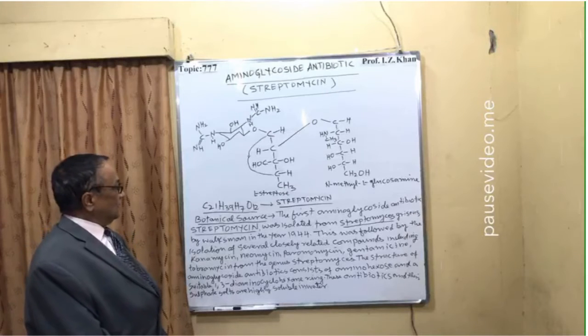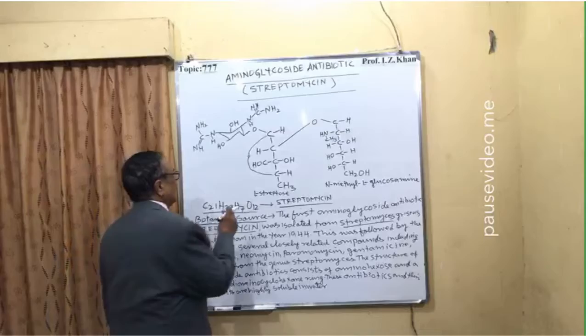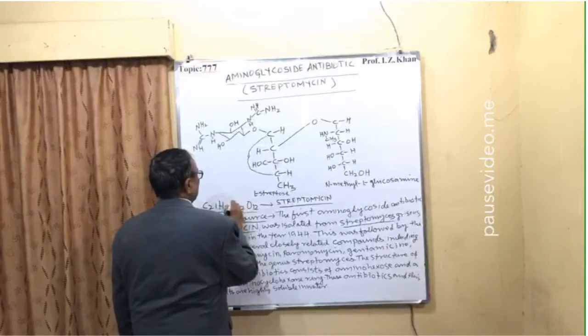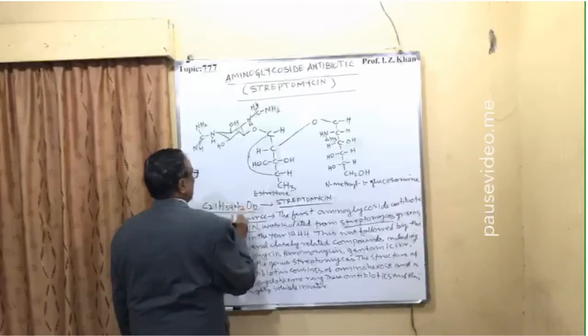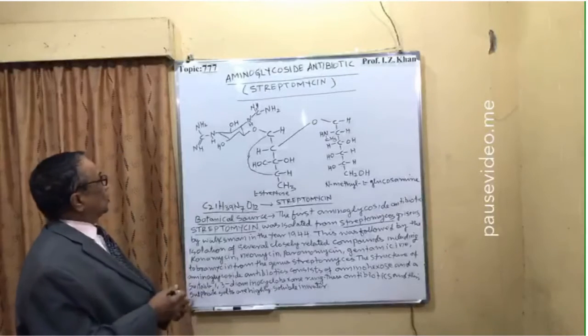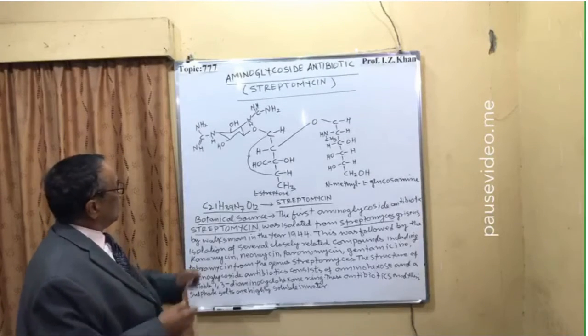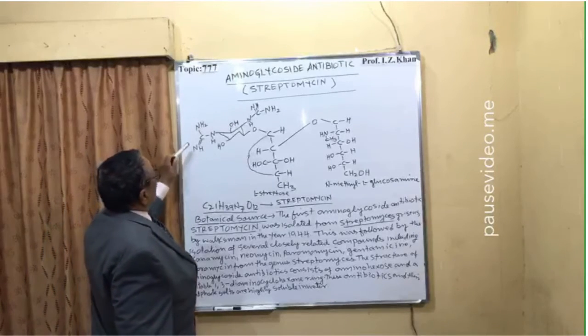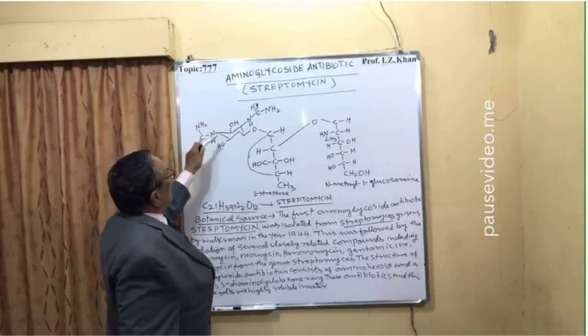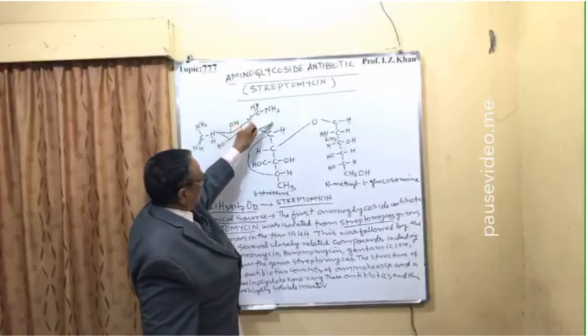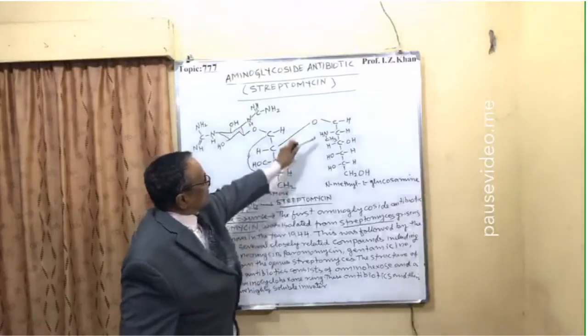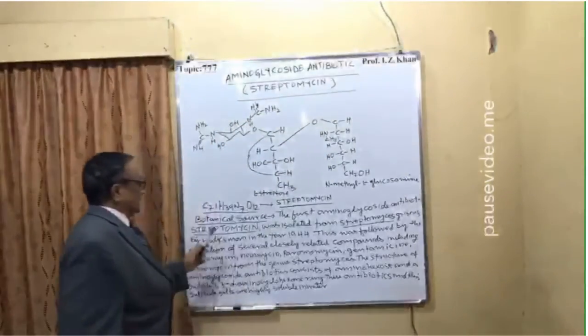C21H39N7O12. Counting the nitrogens: 1, 2, 3, 4, 5, 6, 7. So it is correct, it is N7.